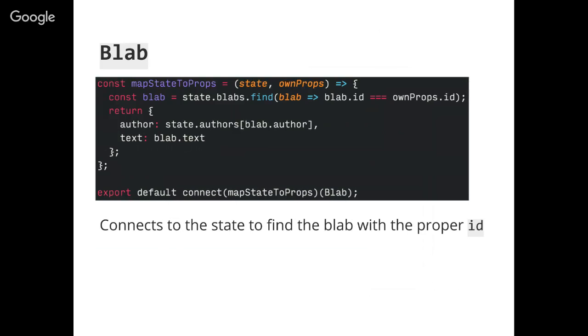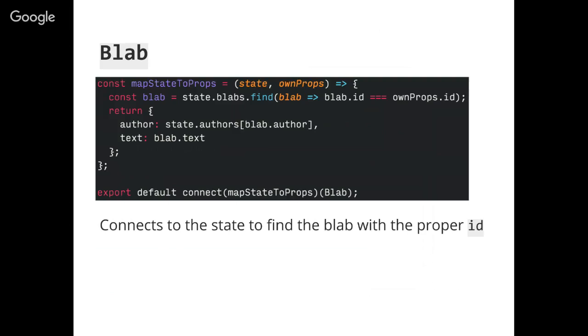Blab also has its own mapStateToProps method, and it also gets passed in ownProps, which is the ID from the previous component. So we have to go through the entire list of blabs here from our state and find the one whose ID matches the one that's passed down. That's a little strange, and we'll get back to that in a second.